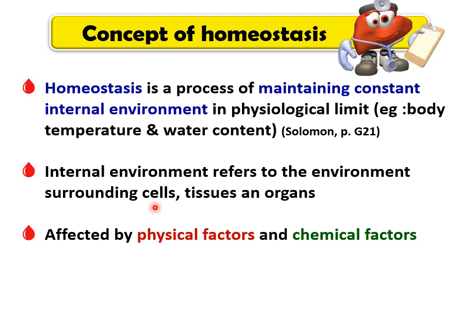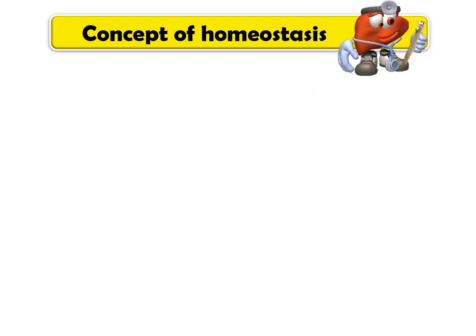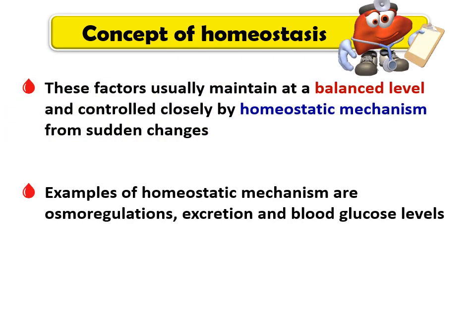Example, tissue fluid in mammals. And it is affected by physical factors such as temperature and blood pressure, and also chemical factors such as glucose in blood and blood pH. Physical and chemical factors usually maintained at a balanced level and controlled closely by homeostatic mechanism from sudden changes. So example of homeostatic mechanism are osmoregulations, excretion, and blood glucose level.